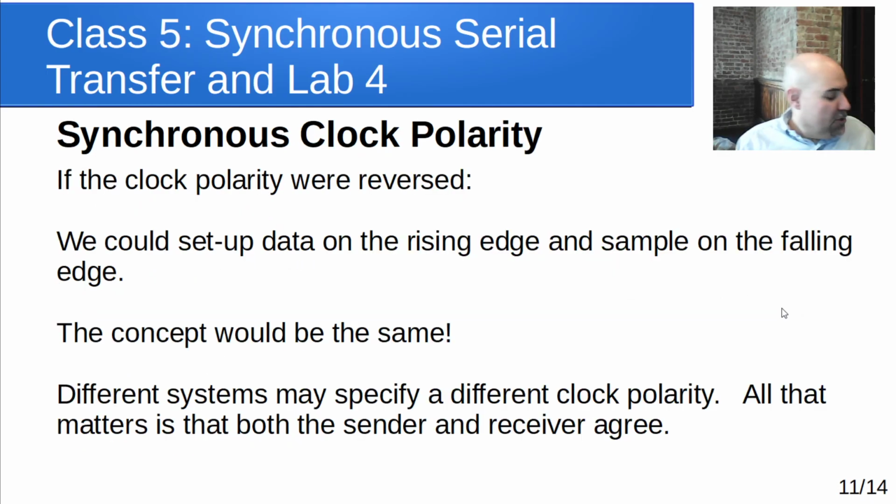Now, one thing that I mentioned earlier that I'm going to mention again is if the clock polarity were reversed, we would basically just set up the data on the rising edge and sample the data on the falling edge rather than vice versa. But the concept is the same. Different systems might have different clock polarities specified, but all that matters is both the sender and receiver agree on what the clock polarity is. When do I sample? When do you set up the data? And if the clock polarity is reversed, you just switch highs and lows around.